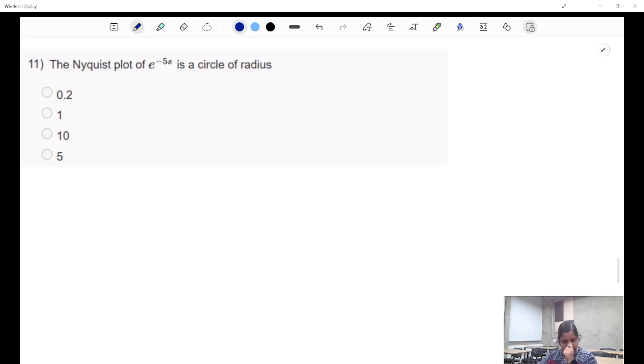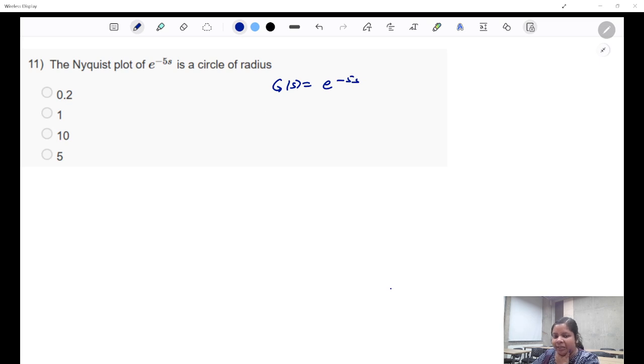The Nyquist plot for e to the power minus 5s is a circle of radius what? Again, the question has already mentioned that it is a circle, but how do we know it is a circle? Moreover, the form is also different. So, in this case, G(s) is equal to e to the power minus 5s, right?